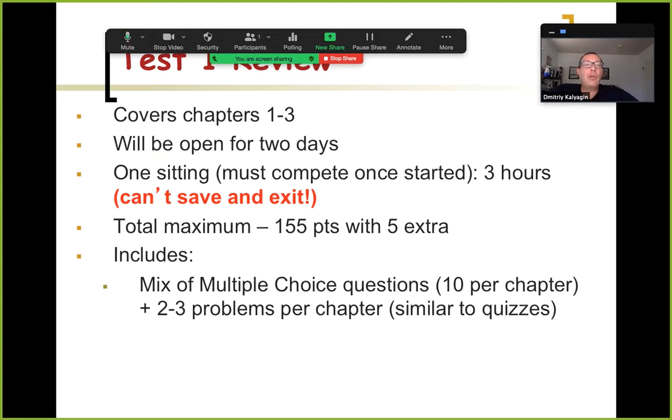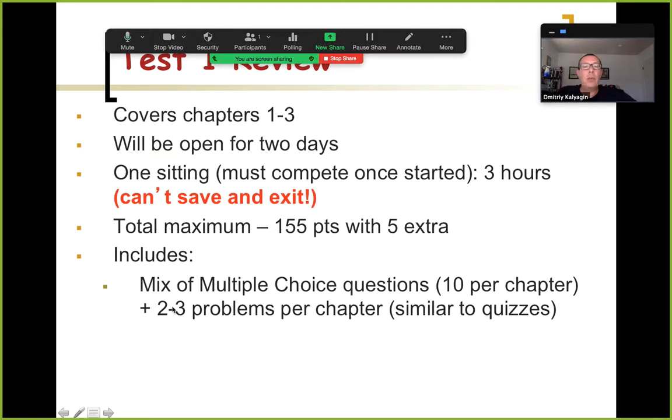So you have 3 hours, or 180 minutes, to complete the test. If you need to stop the test, it's really impossible. Once the timer starts, you have 3 hours. So the test is 155 points, which includes 5 extra points built in. So all of you have a chance to earn that little extra credit. So some of you will be over 100%. Whatever is above 150 points is over 100%.